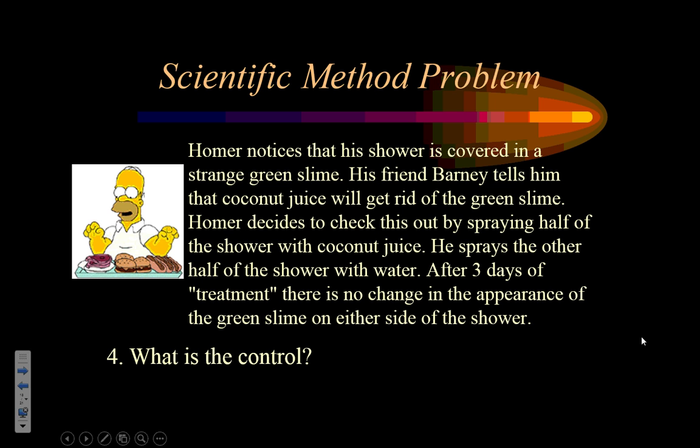Now, what would be a control? Well, there's a number of different things that if Homer is careful and he really wants to study this scientifically, he needs to set up controls, he needs to set up constants. Well, a control is a unit of comparison. Notice he applied half with the coconut juice and he applied the other half with just plain water. So his control would be what happens if I just get it wet, the plain water. So he actually built in a control to his experiment because if he just put coconut juice on and some green slime disappeared, well, maybe that's exactly what would have happened over time or the application of water anyway. So his control in this case would be the water at half the shower.